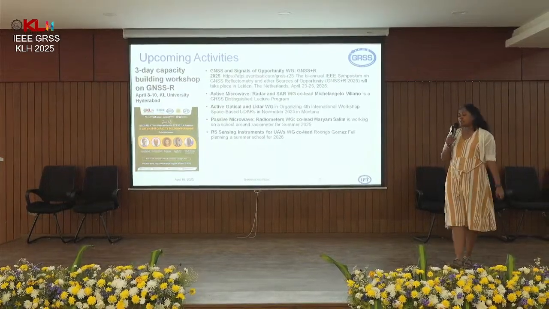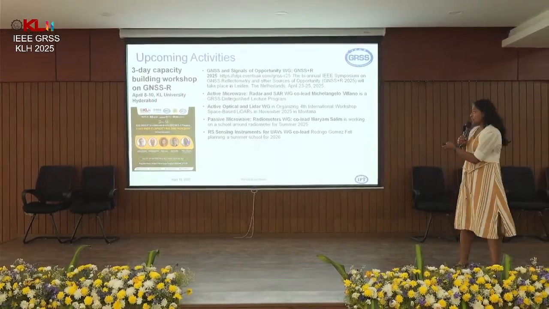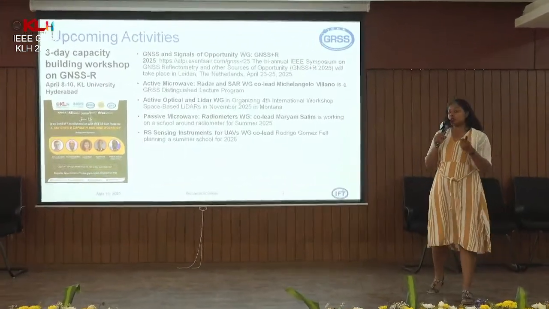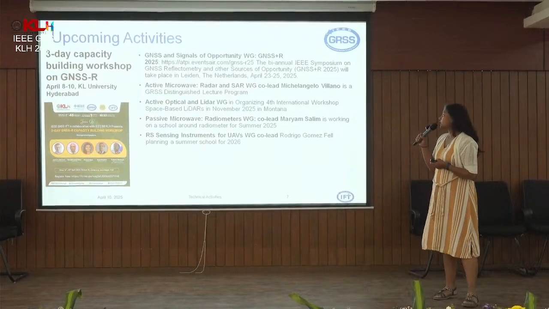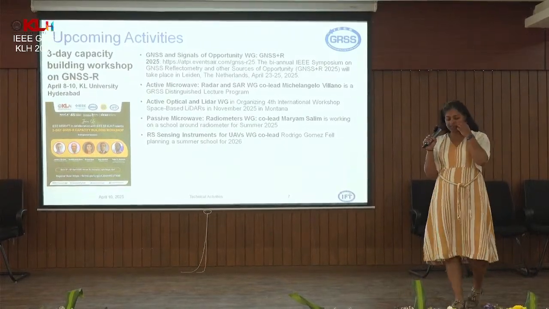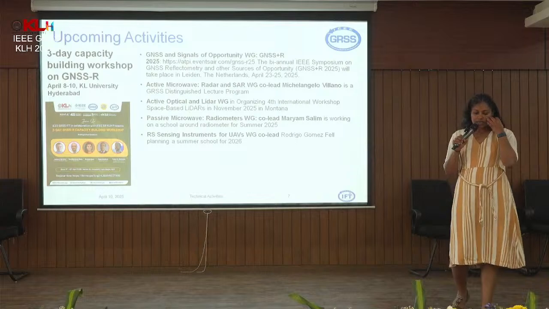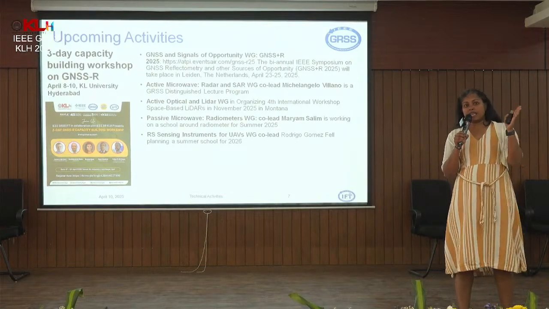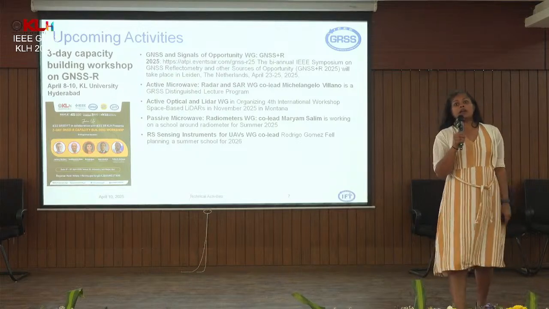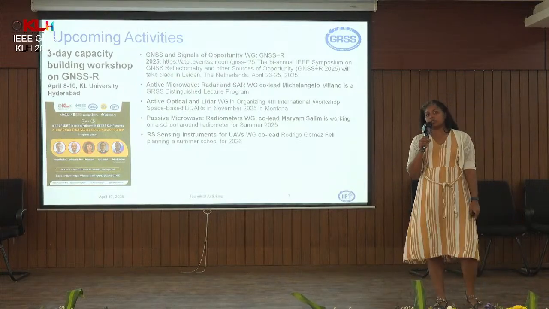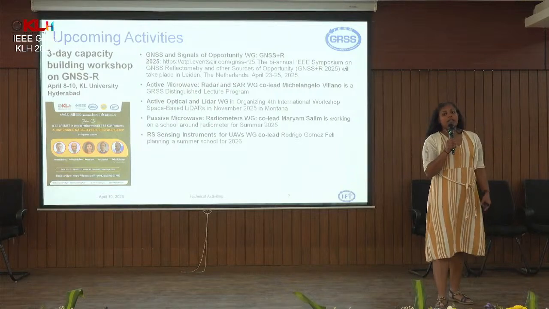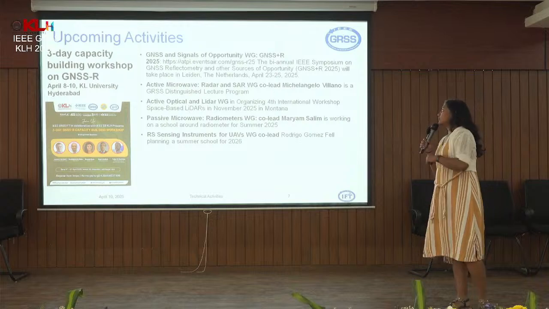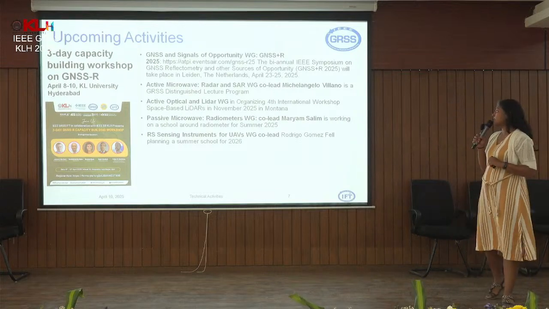And then some of the other activities that are ongoing. I mean, this workshop is one of them. But then in 2 weeks, we have the GNSS+R 2025, on GNSS and signals of opportunity. This is a conference or workshop that happens every 2 years. And it brings all the GNSS-R community together. It's a specialist conference or meeting per se for the topic. And this year it's in Leiden.